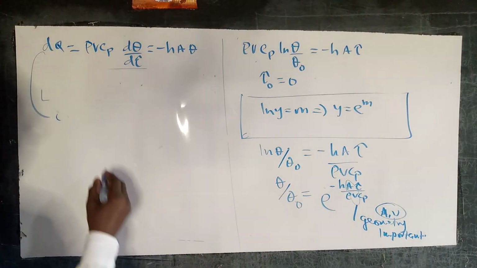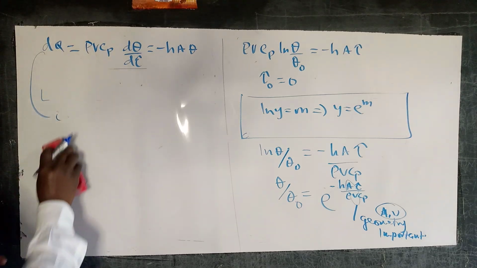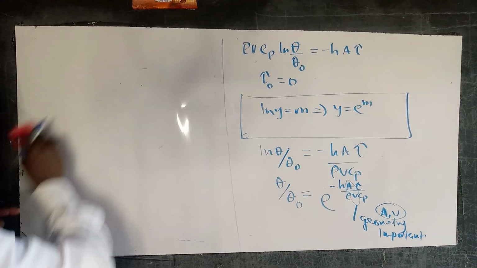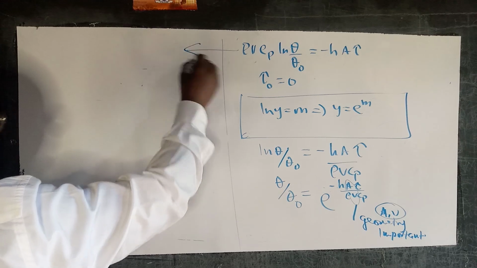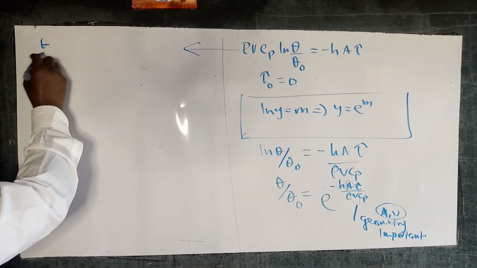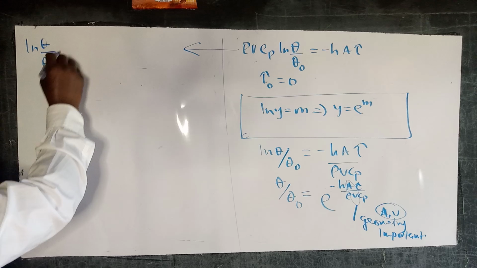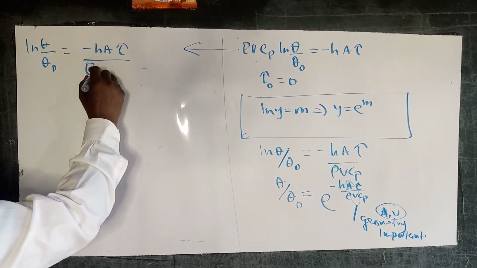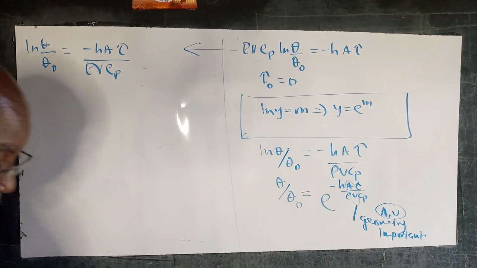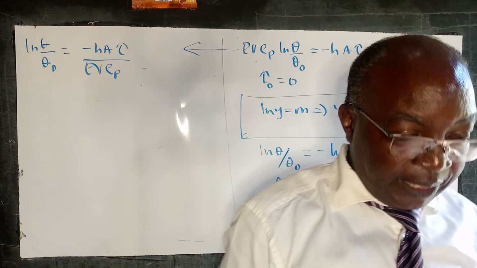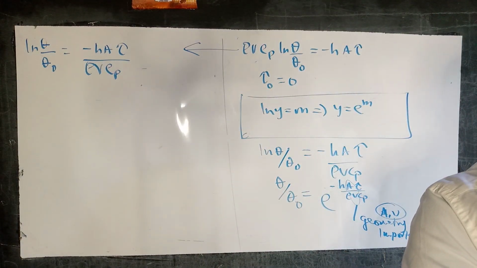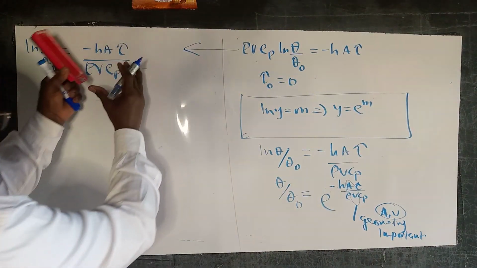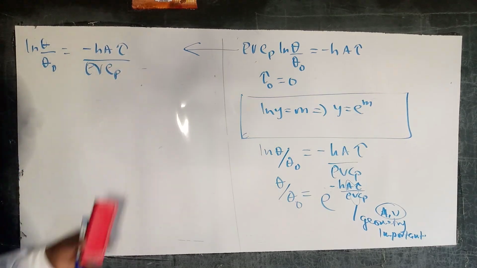Let's look at further implications. Now, we had said that these quantities here, the natural log of theta over theta naught, is equal to minus hA tau over rho V Cp. Remember, we have said that the thermal conductivity of the billet is K. So we want to break down this expression because there's very important information hidden in it.